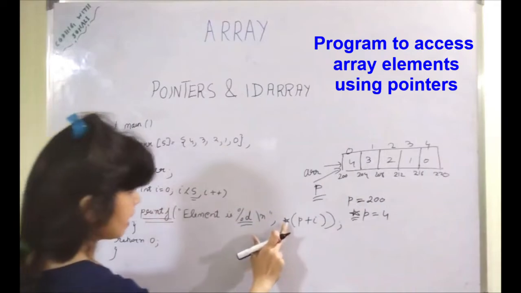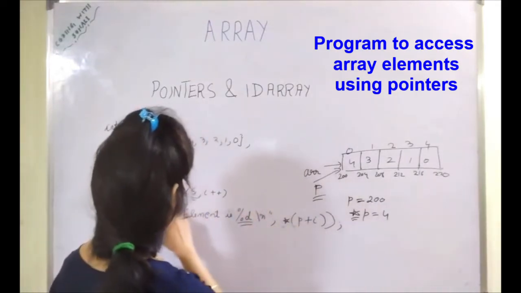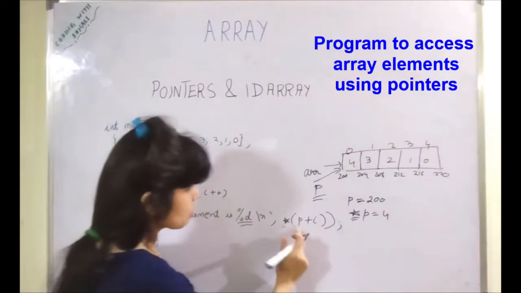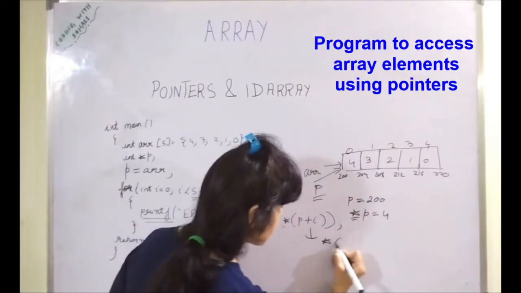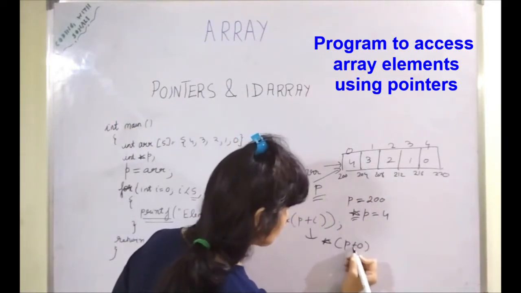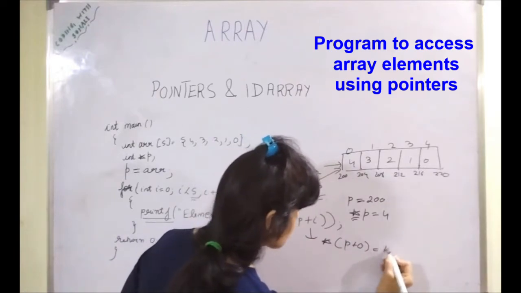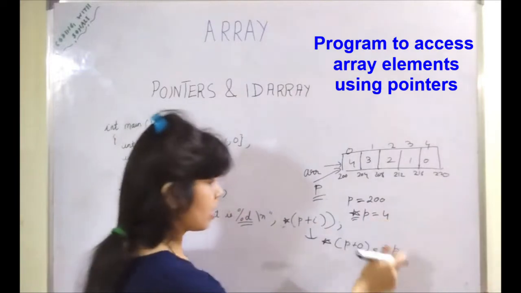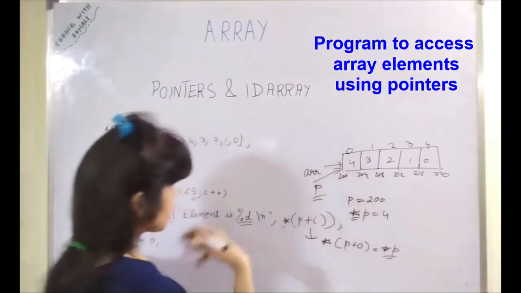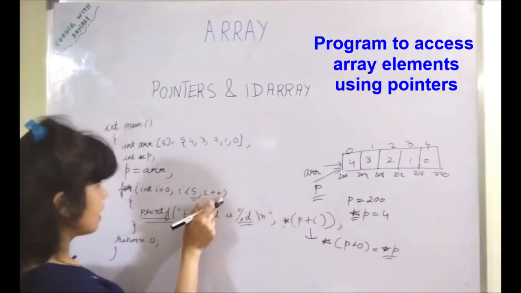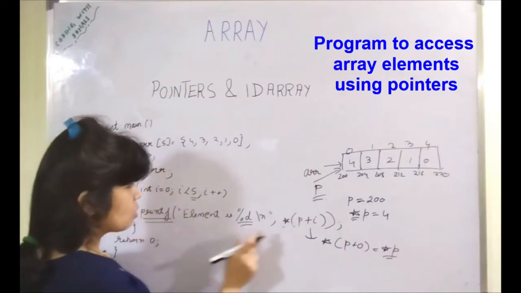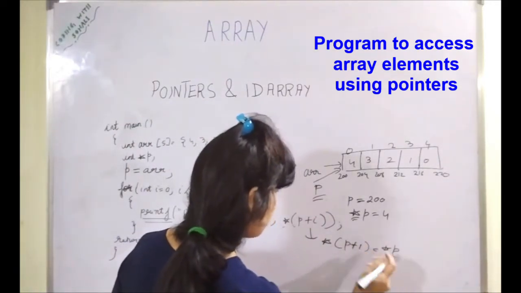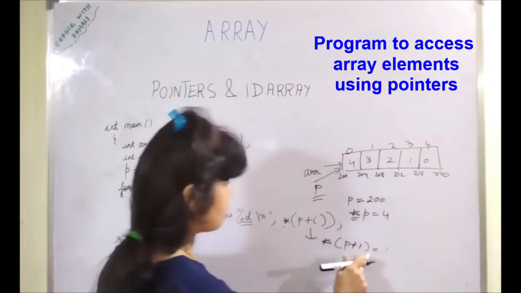So why am I taking *(p+i)? Because I am taking an iteration of the for loop. Initially when i is equal to 0, this is simply *(p+0). Therefore it is simply equal to *p. *p is what? We have seen it is 4, right? So I will get 4. Next time I have to print other elements. So this i gets incremented, i becomes 1. So what will be the scenario? In that case it will be *(p+1).